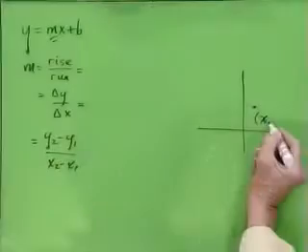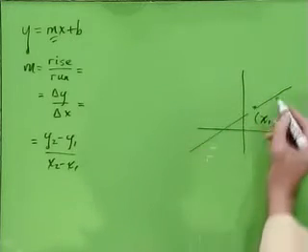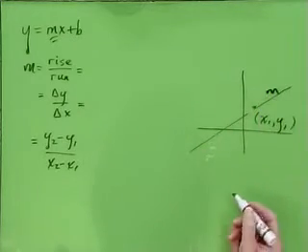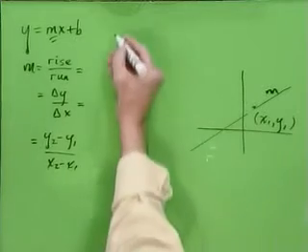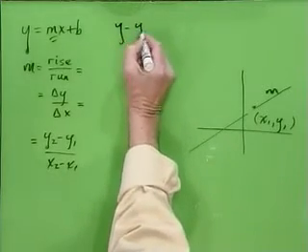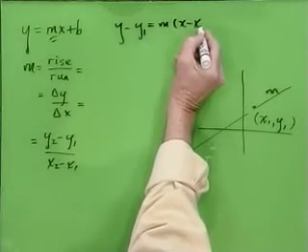Let me just draw an illustration over here. Suppose you were given a point x1, y1, and you were given a line that passes through it, and you know that its slope is m. What is an equation I could write for that line? Does anybody know? Well, let me tell you. It would be y minus y1 equals m times x minus x1.